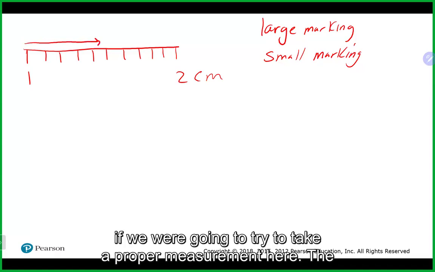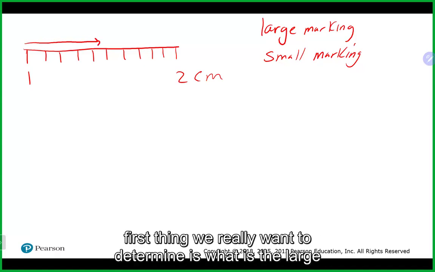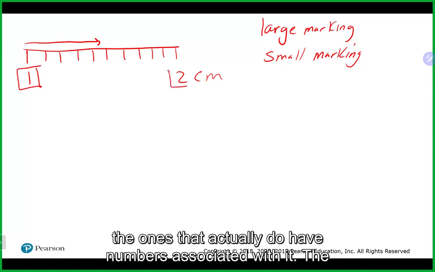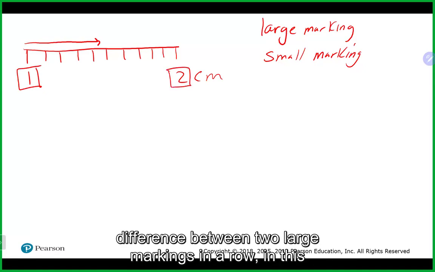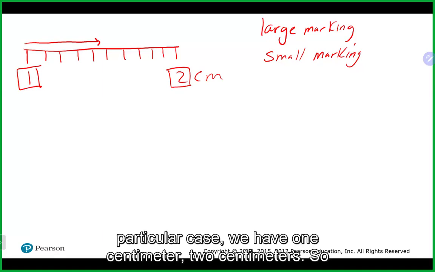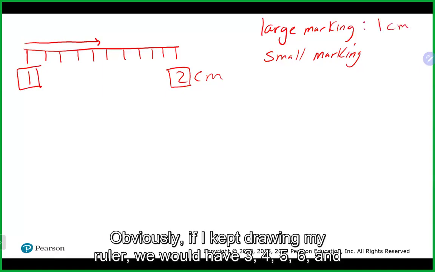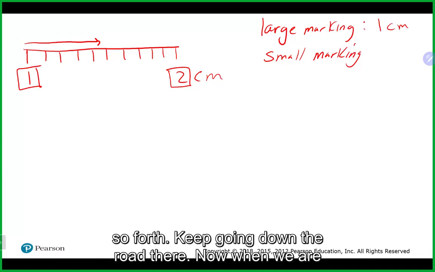So if we were going to try to take a proper measurement here, the first thing we really want to determine is, what do the large markings represent? And again, like I said, those are typically the ones that do have numbers associated with them. The difference between two large markings in a row, in this particular case, we have 1 centimeter, 2 centimeters. So once again, that is going to be a 1 centimeter difference.